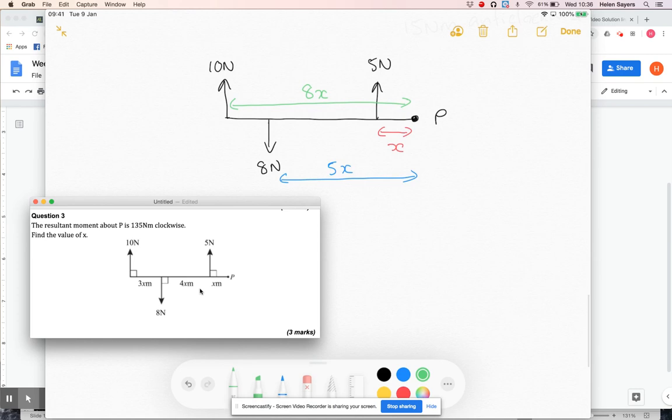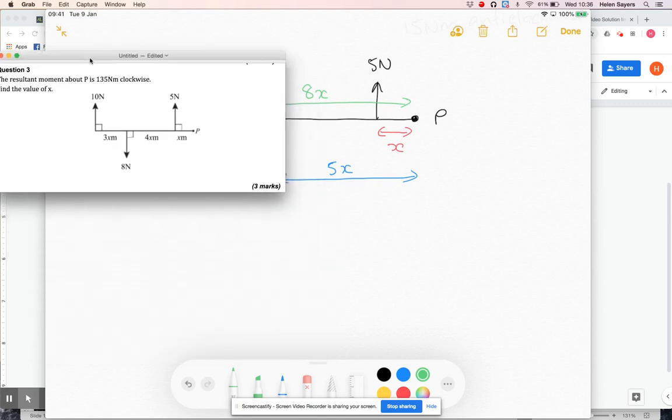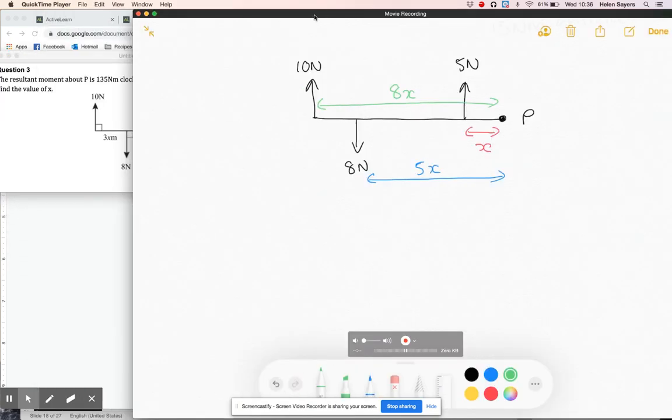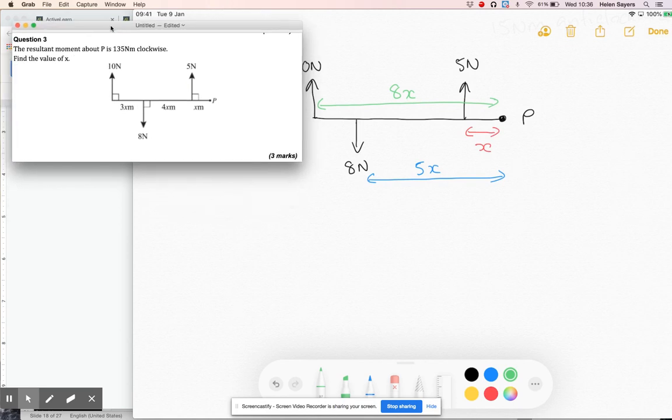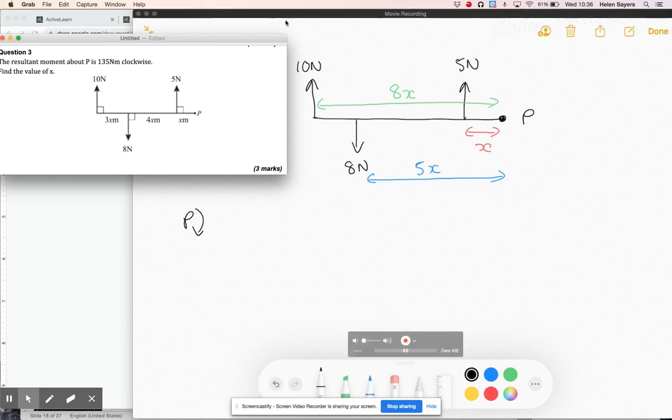And I know that the resultant moment is 135 clockwise. So like I did for question 2, I'm going to take clockwise as positive and anti-clockwise as negative. That seems the sensible way to go. So let's take moments about P. Which of those are going to be trying to turn it clockwise? Well, the 5 Newton force, if I've got a pivot at P and that's pulling up, that's going to be trying to turn the whole thing clockwise.